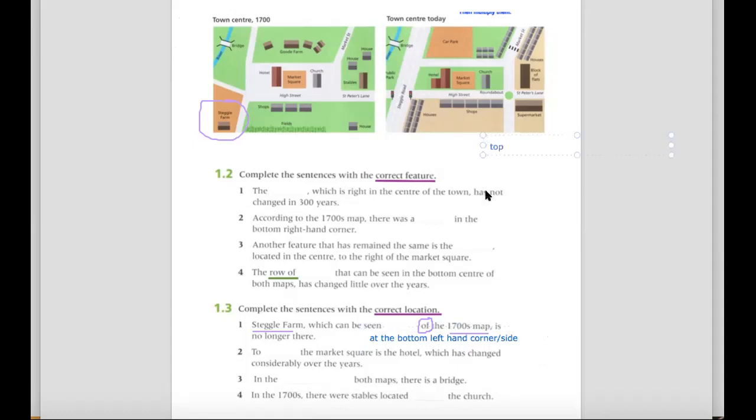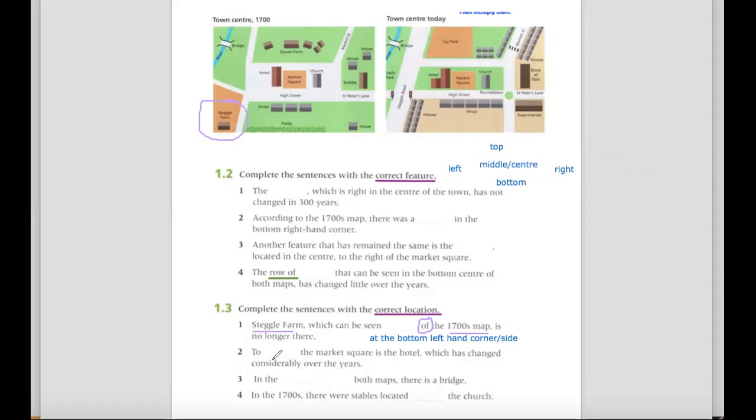Is it at the top or is it at the bottom of the map? Is it on the left or is it on the right? Okay, and then, or is it in the middle or the center of the map? Okay, so we can use all of these to describe the location.